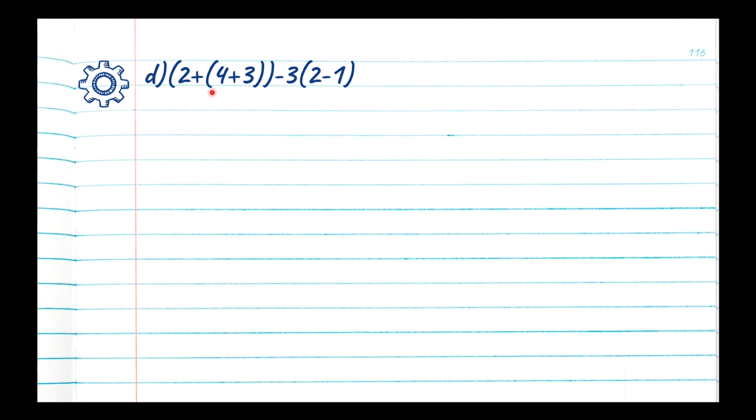2 plus, there's another opening bracket. So we start over again. Are there any brackets? 4 plus 3 closing bracket. So there's no child brackets within this one. So we can say that this is the innermost bracket, and we can go ahead and solve 4 plus 3 and drop the rest of the equation. So 4 plus 3 is equal to 7, and we drop everything else on the left and the right.